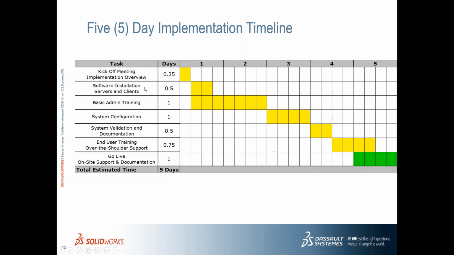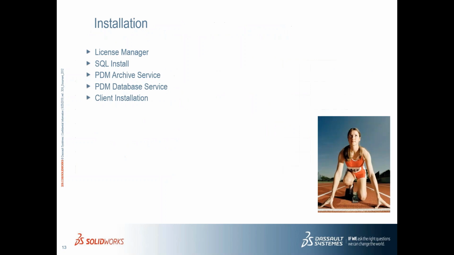The first thing that we generally do in an implementation, whether you're doing it yourself or using a reseller or a partner to help you implement, step number one is usually getting the software installed on both the server and the clients. Generally speaking, you can look at dedicating about a half day's worth of time to getting all the software installed. So what does that process actually entail? There are 5 components that have to get installed to set up PDM.